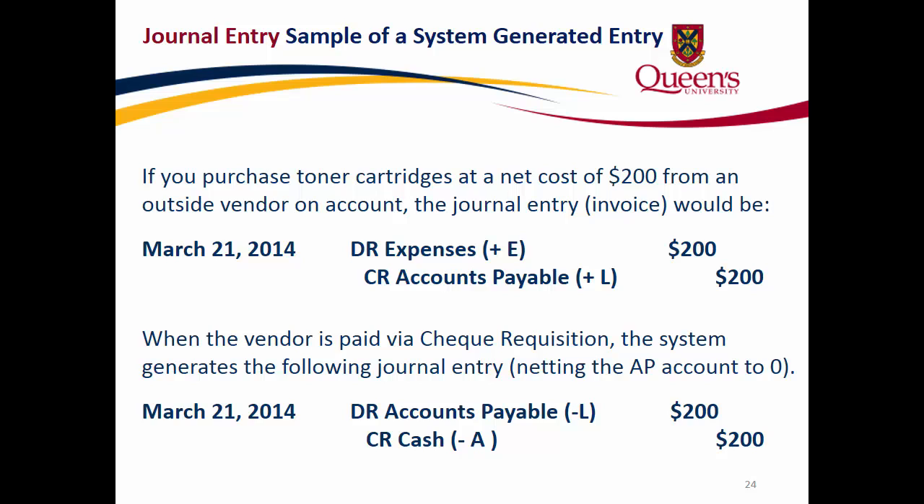account for $200. When the vendor is paid by way of a check requisition, the system generates the following journal entry, netting the AP account to zero: a debit to the accounts payable account for $200 and a credit to the cash account for $200.